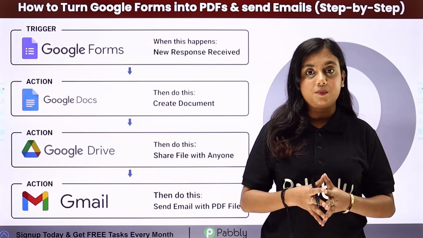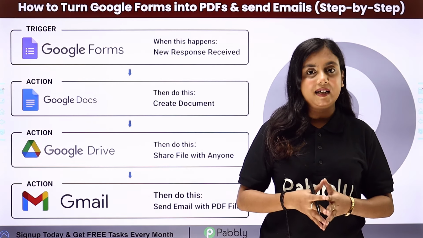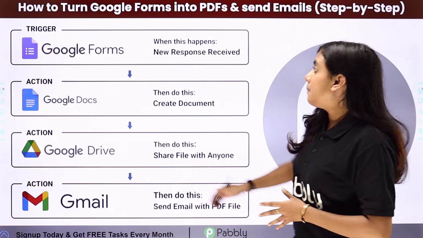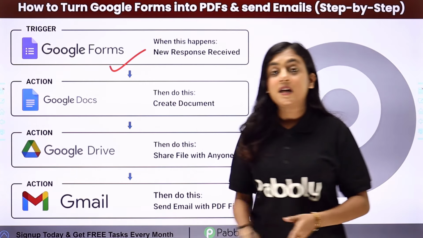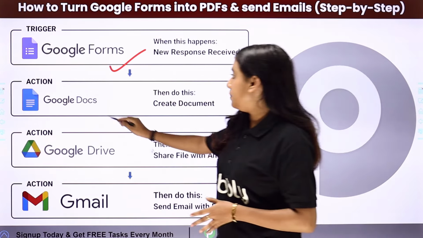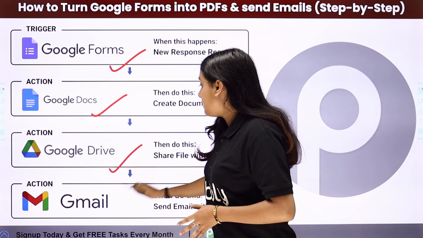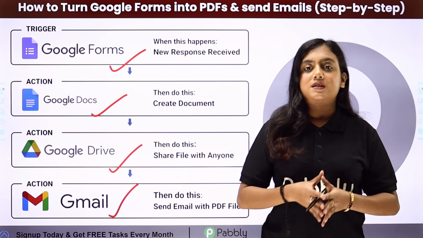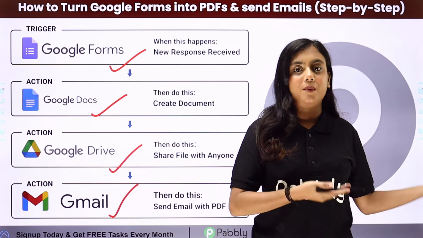To do this automation process, we are going to use Pabbly Connect. In this process, my trigger application is going to be Google Forms and my action applications are going to be Google Docs, Google Drive and Gmail. To learn how to do this automation process, let's move on to my screen.